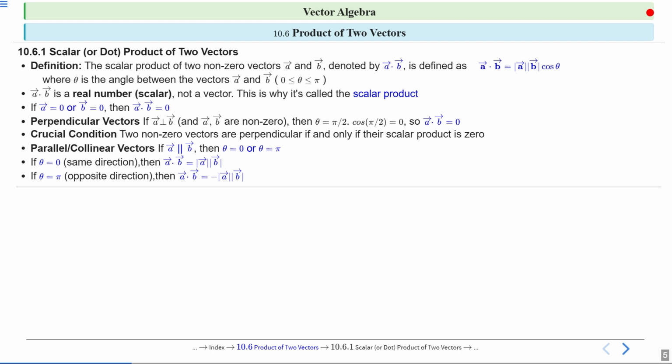Conversely, if theta is pi, the vectors are in opposite directions, and the scalar product a dot b is equal to minus magnitude of a into magnitude of b. This negative sign reflects the opposite alignment of the vectors. This concludes our exploration of the scalar product of vectors.